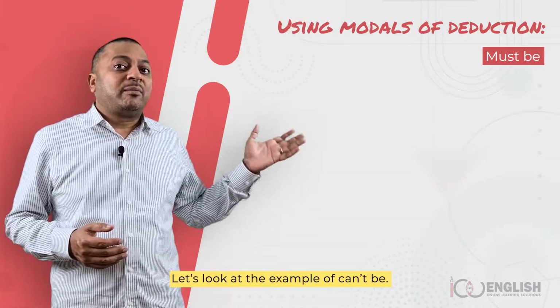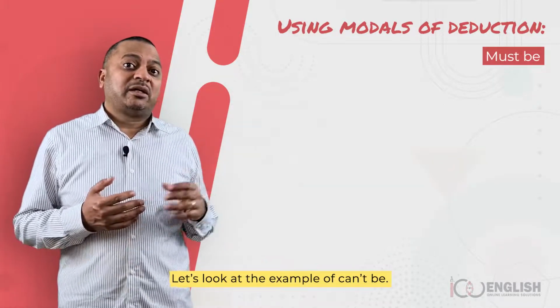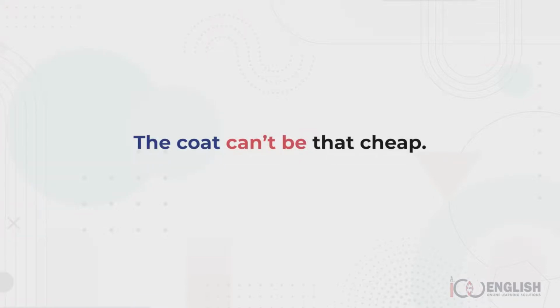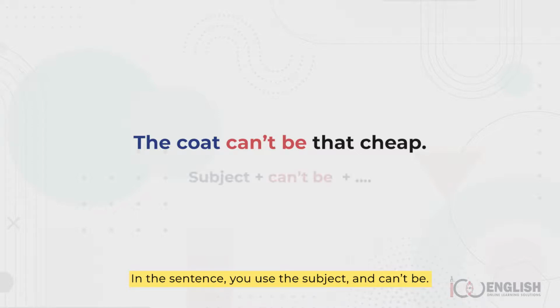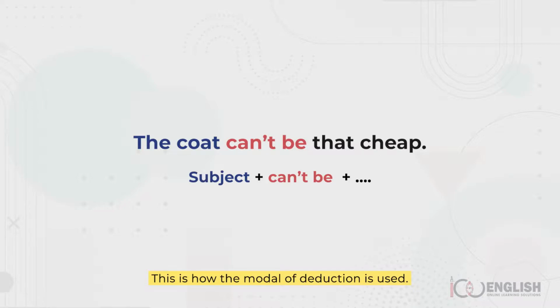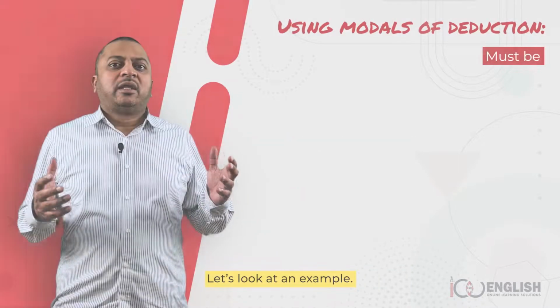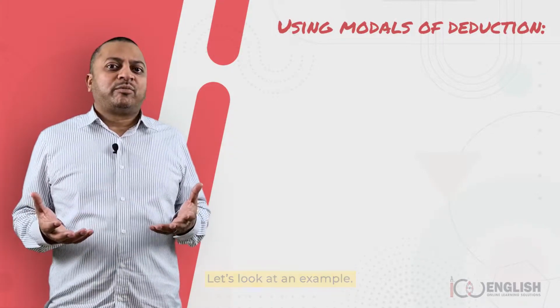Let's look at the example of can't be. The coat can't be that cheap. In the sentence, you use the subject and can't be. This is how the modal of deduction is used. Let's look at an example.